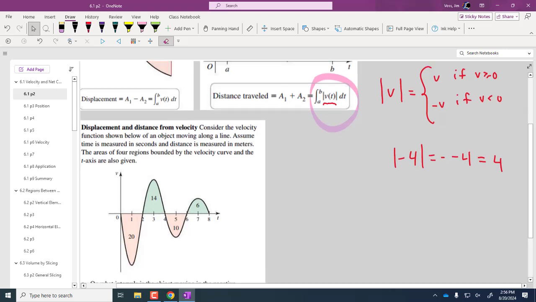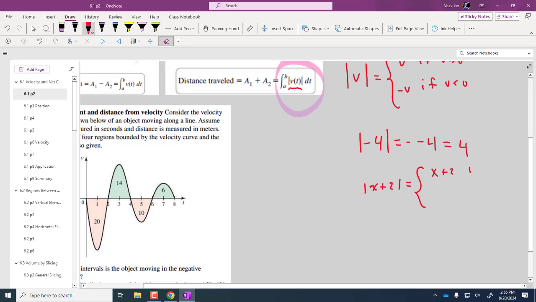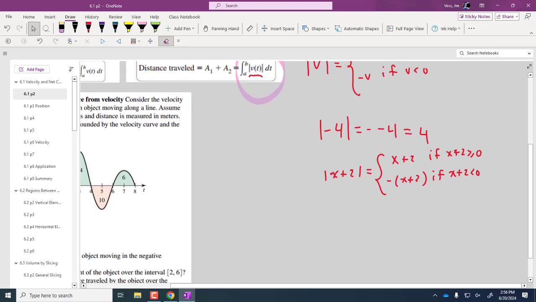So if we had something like this, absolute value of x plus 2, we know that, okay, well, that's going to be itself if x plus 2 is positive, or 0. And this is going to be minus the quantity x plus 2 if what's inside is negative. So now you could integrate, right? Because when you integrate, we know if we solve each of these for x, what is our transition point?